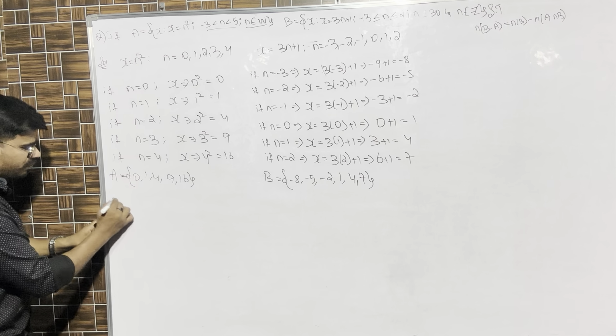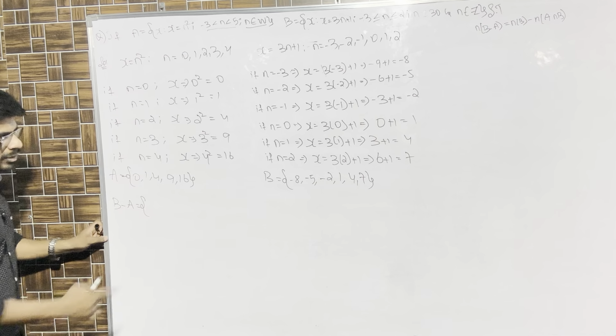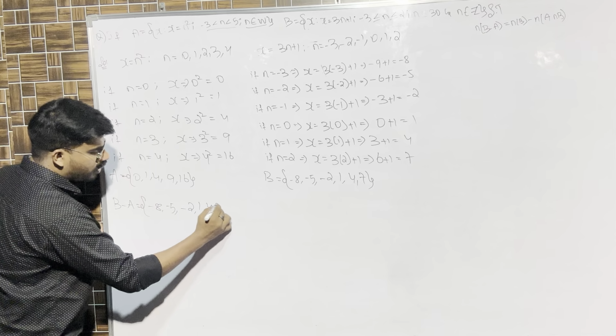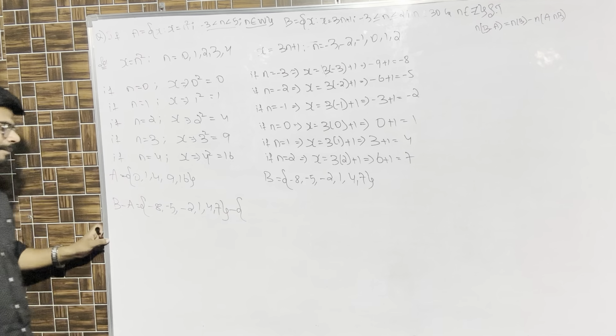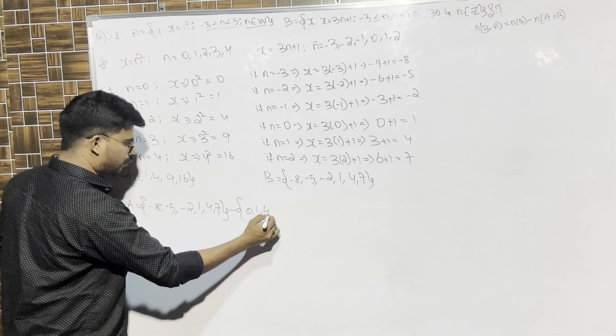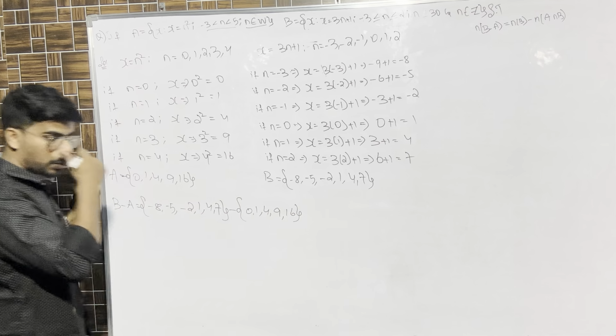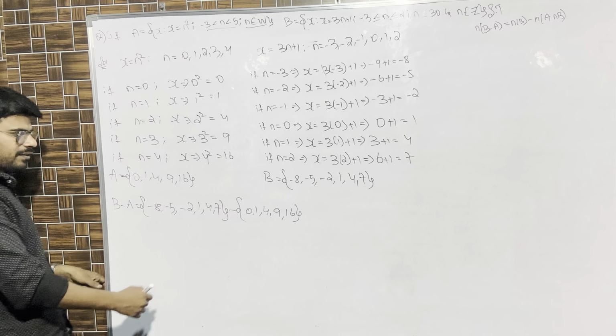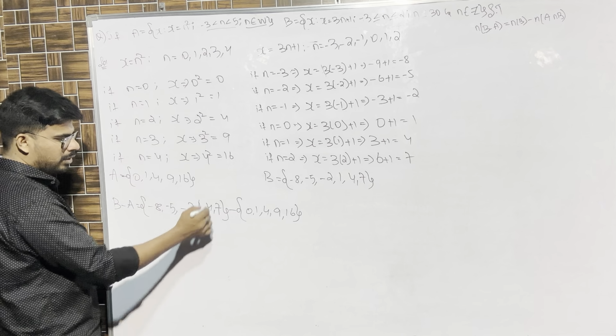B minus A. What is B? Minus 8, minus 5, minus 2, 1, 4, 7, minus A, which is 0, 1, 4, 9, 16. While doing minus, we have to cancel out the similar terms in the first set. 1 and 4 are gone. B minus A, what remains? Minus 8, minus 5, minus 2 and 7. Number of terms in B minus A. How many terms are there? 4 terms are there.